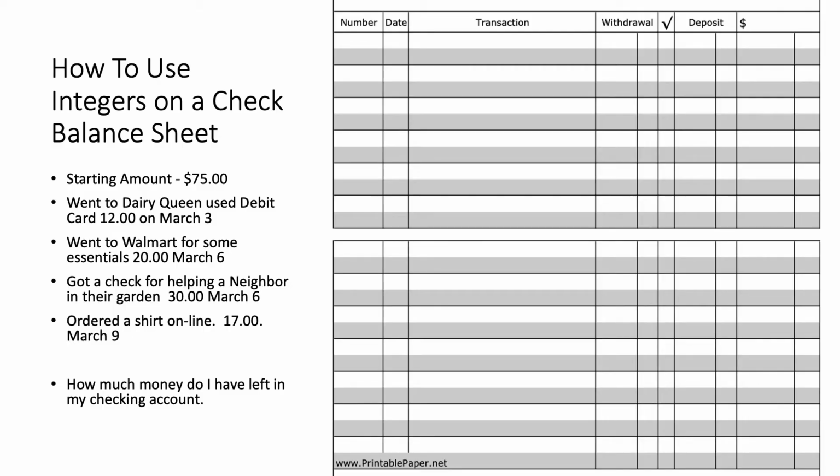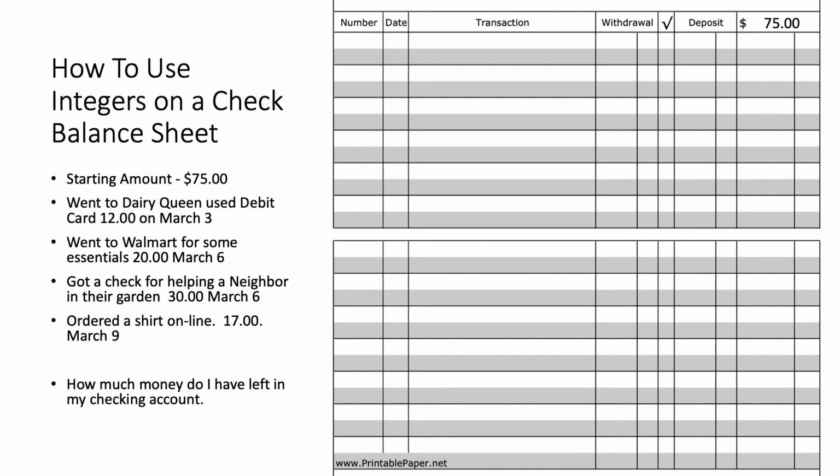Our next thing we're going to do is how to use integers on a check balance sheet. We're going to start out with the amount of money of $75. We're going to put that beside a deposit up here in the right-hand corner. There we go.